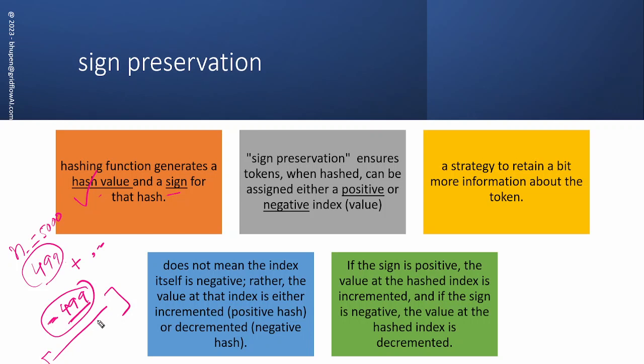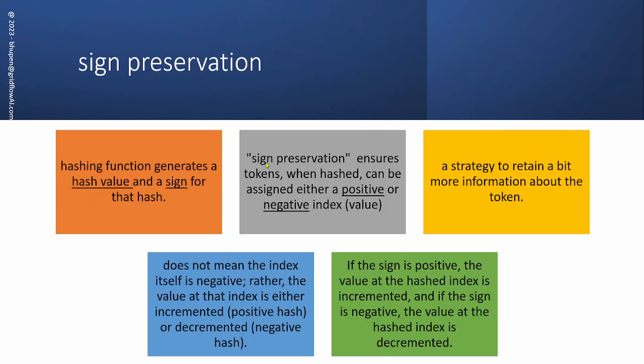So in your vector, the position number 499 would be set to, let's say, -1 because the sign is negative. Next time the same word comes, it will be -2. Again, the same word comes, -3, and so on and so forth. This has nothing to do with real negative value in the sense that the index remains the absolute value. Negative and positive is just the way to increment or decrement here. The sign preservation ensures the token, when hashed, can be assigned a positive and negative index value.